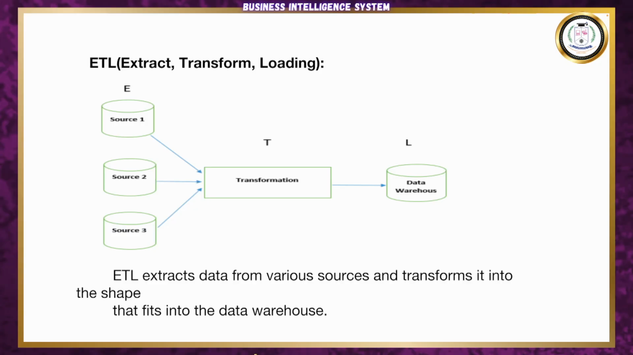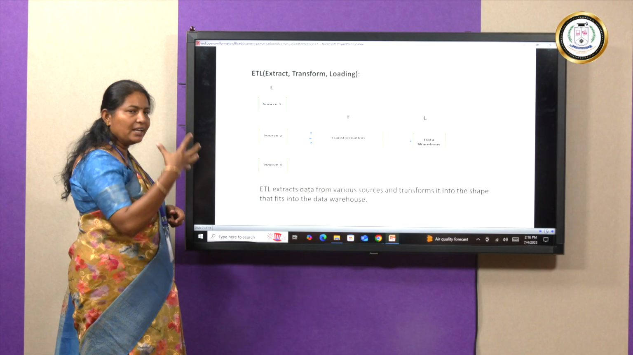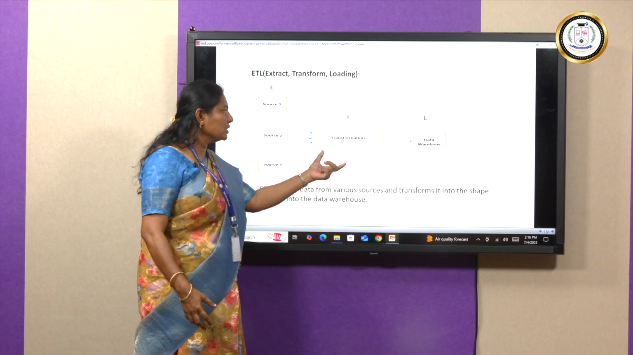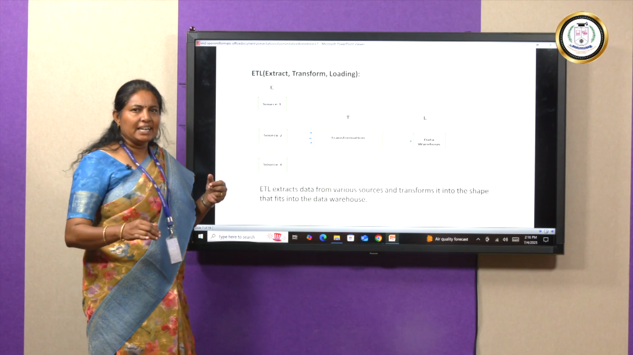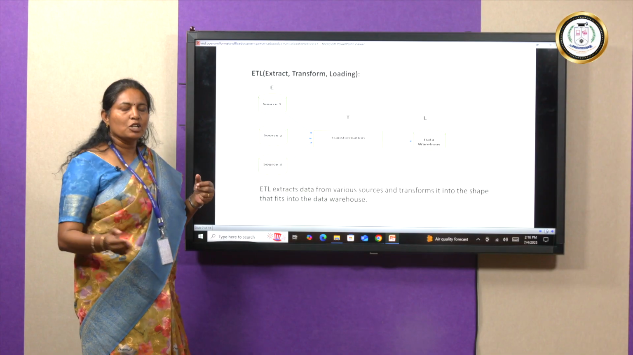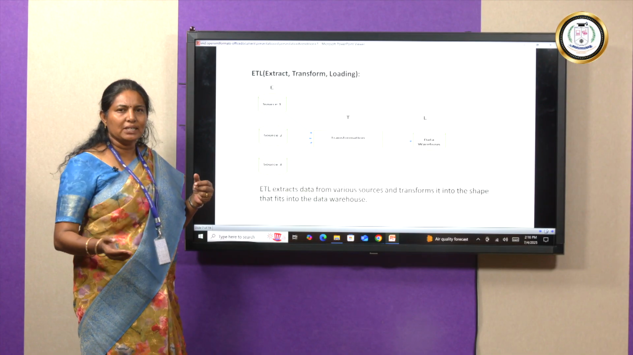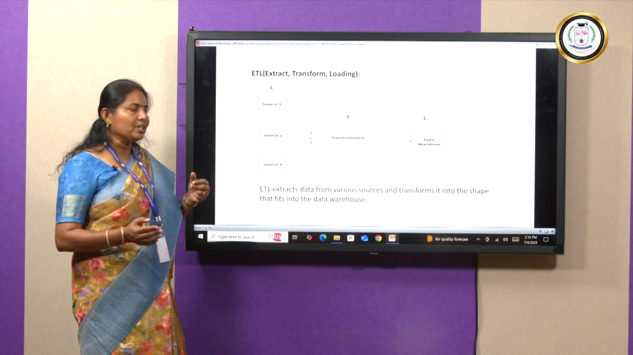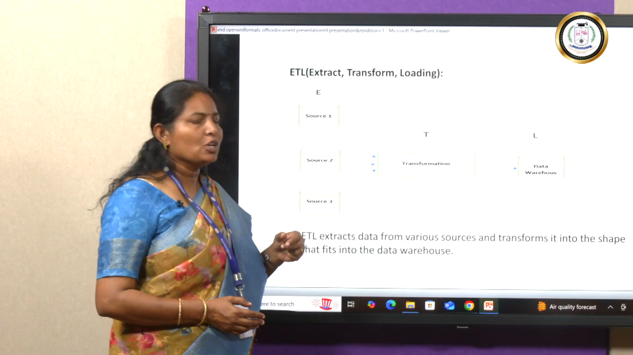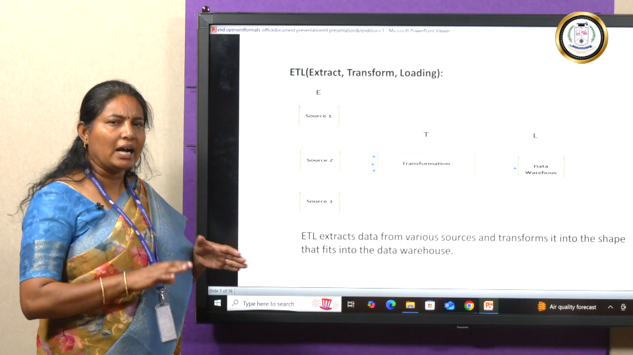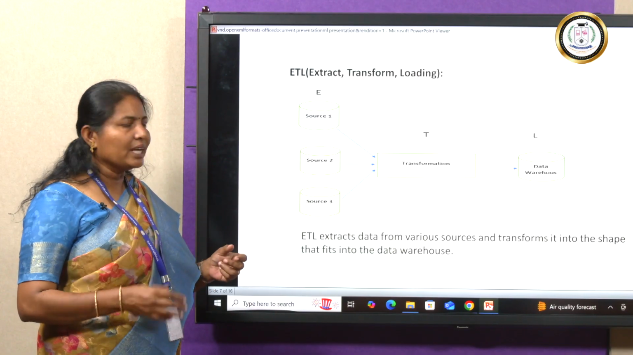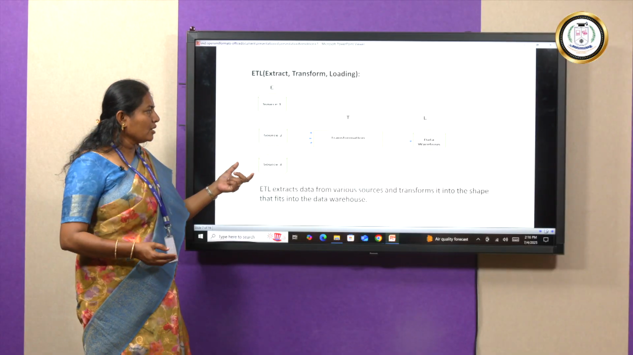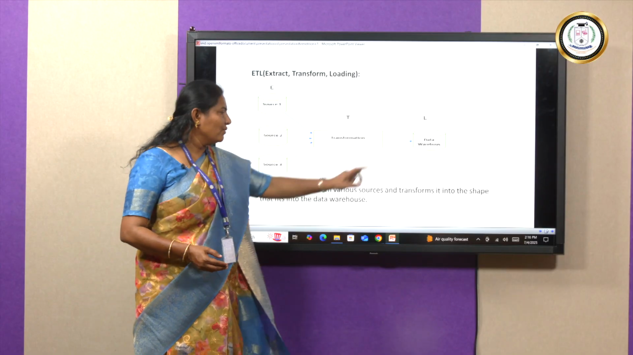So this is the process of ETL, that is extract, transform, and load. Extract means extracting data from various sources. Then the transformation process includes cleaning the data, that is removing duplicate data, removing null data, and removing unused data. All these activities are done in transformation. Once we clear all the unwanted data, the quality of the data will be increased. Then the quality data is loaded into the data warehouse.